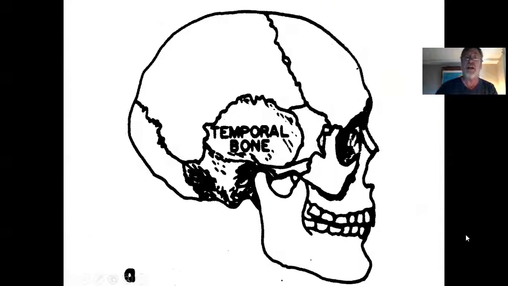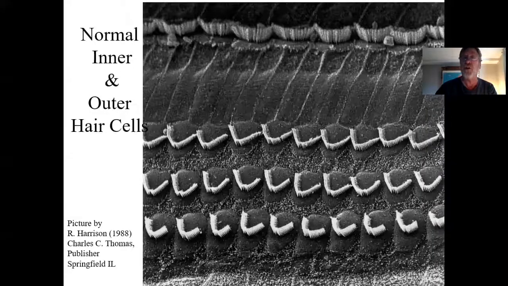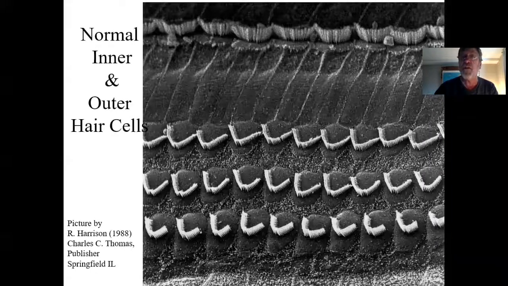Oh yeah, and as we carry on and get into the cochlea, of course, there's the hair cells. Normal and damaged. Normal, damaged. And damaged hair cells cause sensorineural hearing loss.